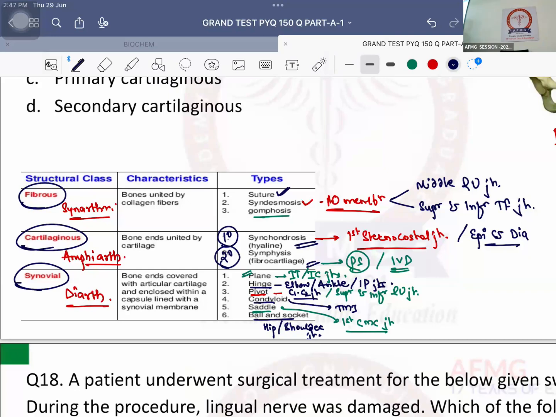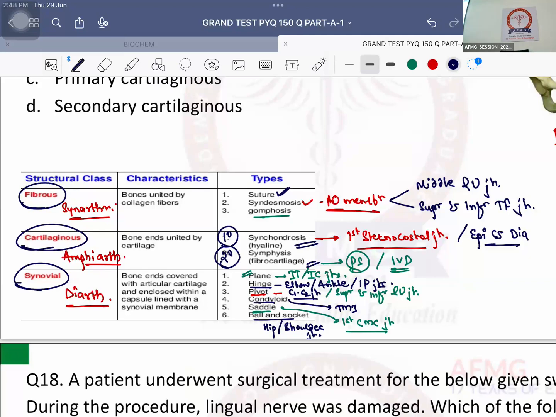Next are your cartilaginous joints or amphiarthrosis. They can be primary or secondary. Primary cartilaginous joints are called synchondrosis. Secondary cartilaginous joints are called symphysis. Okay, an example of a primary cartilaginous joint or synchondrosis is the first sternocostal joint, as well as the joint between the epiphysis and the diaphysis. Secondary cartilaginous joint, also known as symphysis. The best example is the pubic symphysis, and second best is the intervertebral disc.